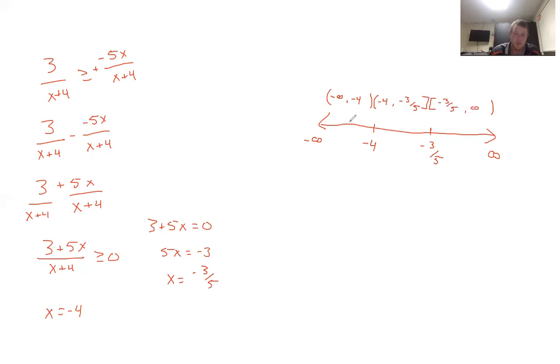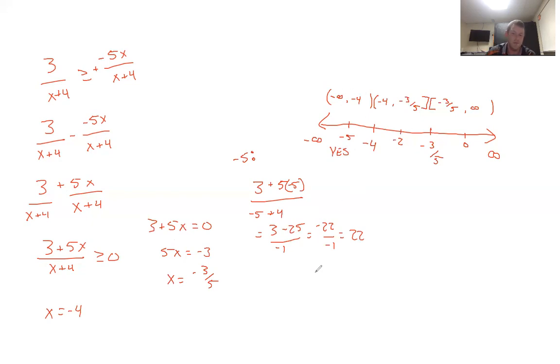And now all I need to do is check them. So I'm going to plug in points that are in between. So this would be -5. I don't know, -2. And this one could be like 0. Okay, so I just plug those in to this. So let's do -5 first. So 3 plus 5 times -5 over -5 plus 4, which is equal to 3 minus 25 over -1, which is equal to -22 over -1, which is equal to 22. Is that greater than or equal to 0? Yes. So this one's part of my answer.